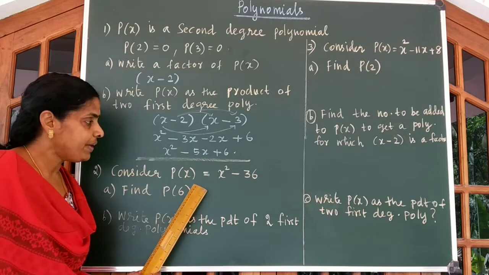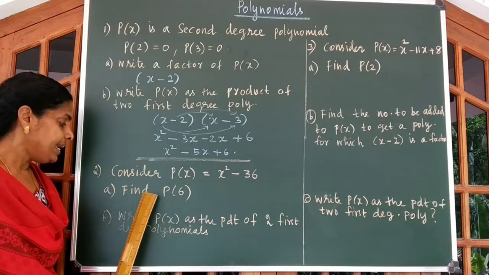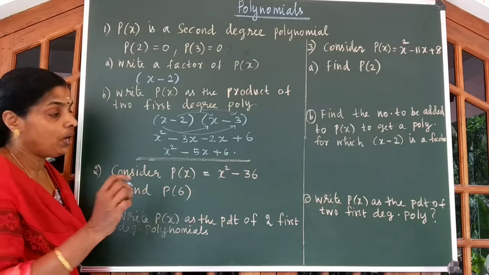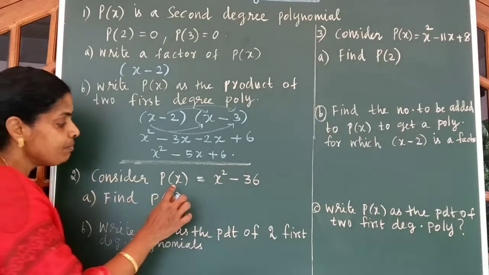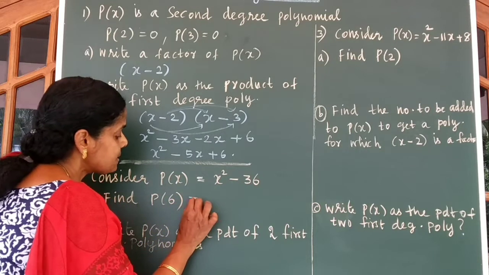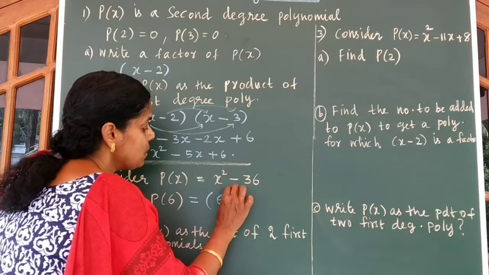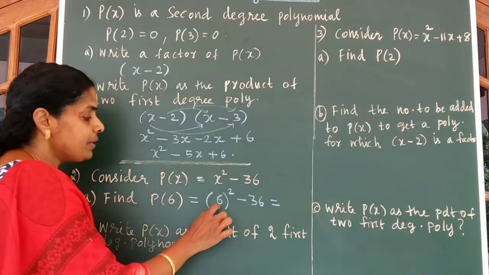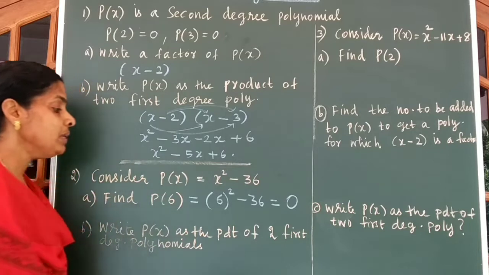Consider P of x is equal to x square minus 36. A question, find P of 6. When you want to find P of 6, what we have to do? Replace x by 6. So we get P of 6 is equal to, instead of x, you should write 6. So you get 6 square minus 36. 6 square is 36. 36 minus 36 is equal to 0.